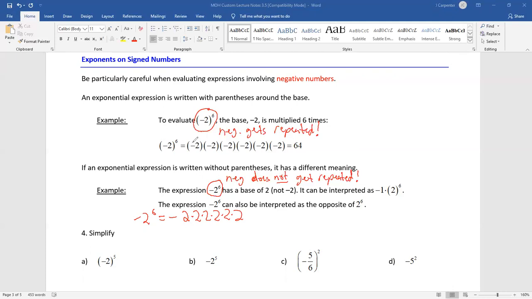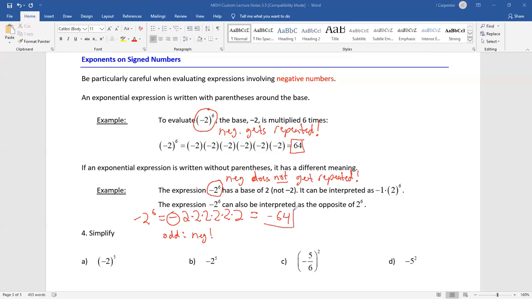Now, when you repeat it, there's 1, 2, 3, 4, 5, 6 negatives, which is even. And that's why this answer is positive. An even number of negatives leads to a positive answer. So that's where this positive 64 comes from. But in this one, the 2 times the 2 is still 4, times 2 is 8, times 2 is 16, times 2 is 32, times 2 is 64. So the product of the 2's is still 64, but there's only a single negative, which means there's an odd number of negatives, so the answer has to be negative.